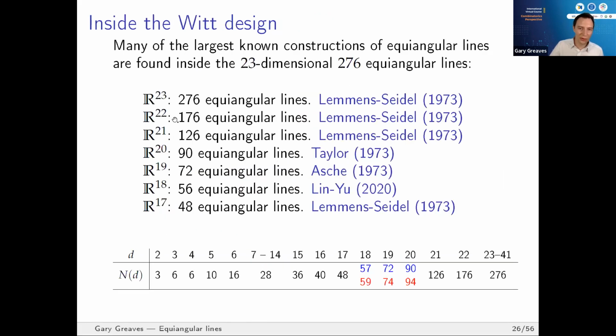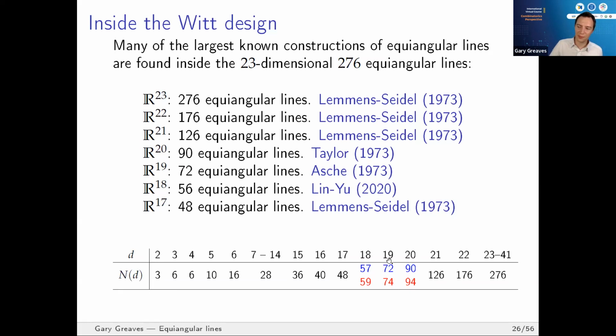You can get 176 lines in dimension 22, which corresponds to the best possible value. 126 in dimension 22, again corresponding to the best possible. Then it's also known you can construct 90 equiangular lines by looking inside the Witt design, but we don't know that's the best possible. So it's not known that 90 is the best. So far, it could be possible to get 94, not sure.